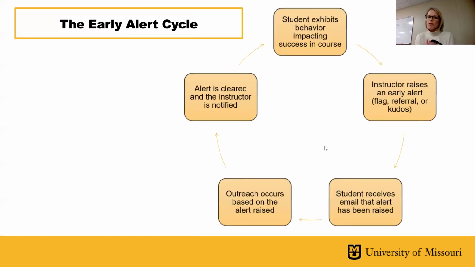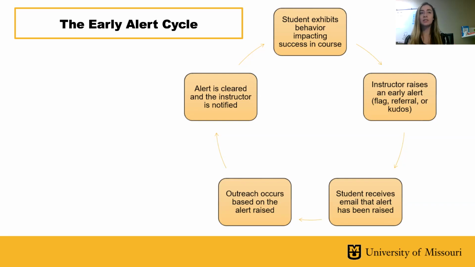So Sam is going to give an overview of the early alert cycle and then walk through each individual step. Perfect. So we have broken down the early alert cycle into 5 different parts. The first part is that a student exhibits a behavior impacting success in the course. We also want to add that they might be exhibiting a behavior that is aiding in their success in the course, because we do have kudos as an option along with flags in the system. Based on that behavior, the instructor raises an early alert. In this context, an early alert is considered a flag, a referral, or a kudo.